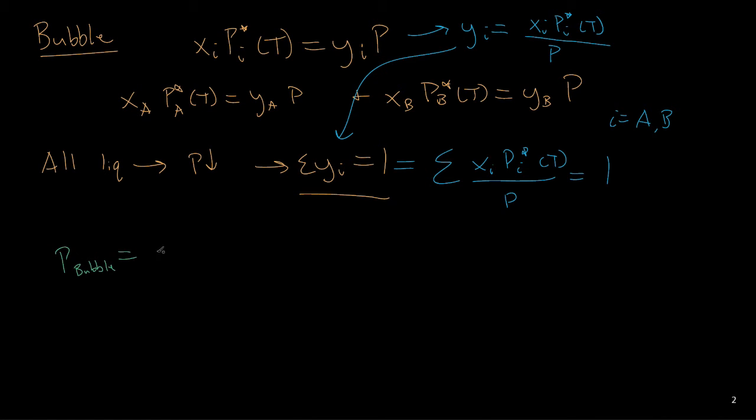So P bubble is equal to x_A times its vapor pressure at whatever the system temperature has to be, plus x_B times its vapor pressure.